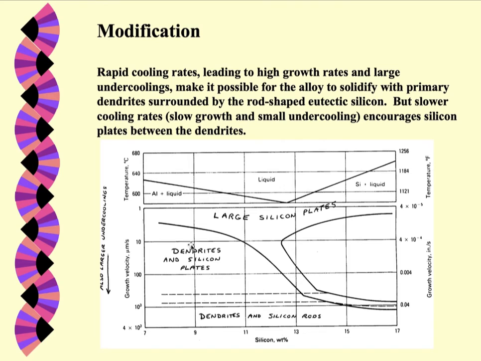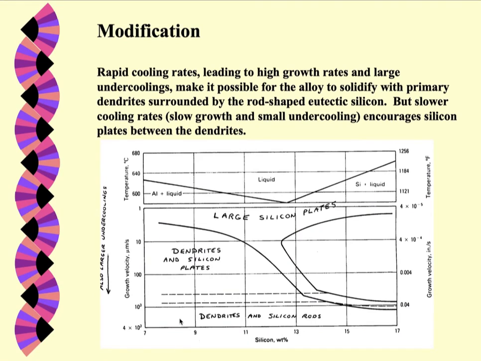And by the way, this is, let's say, 7%. That's what 356 is. And I go up and I'm solidifying really slowly, I'm going to have large silicon plates. If I'm going to solidify a little faster at 100 micrometers per second, like 100 microns per second, that's the velocity of the solidification.